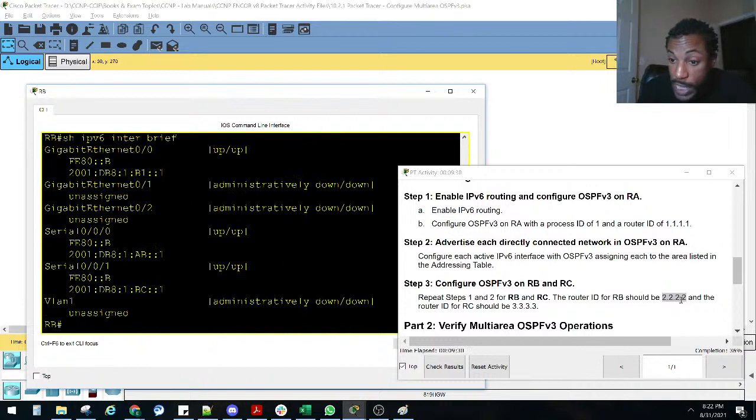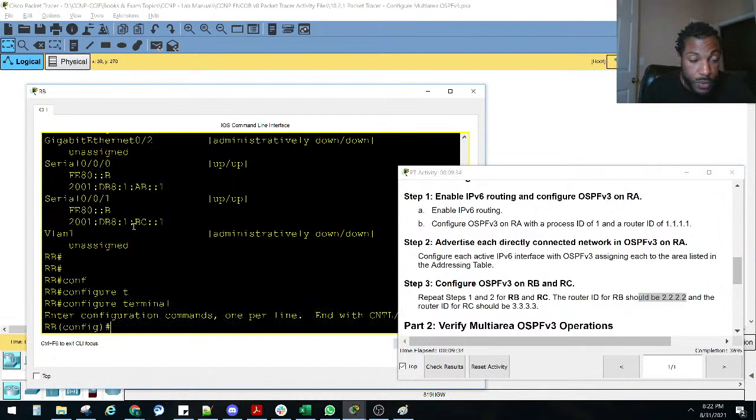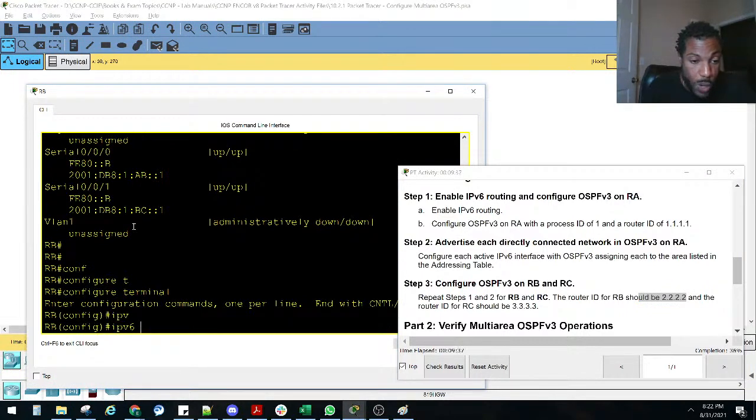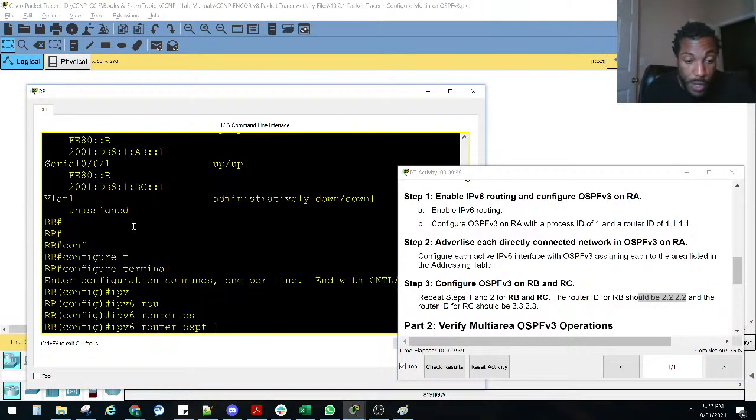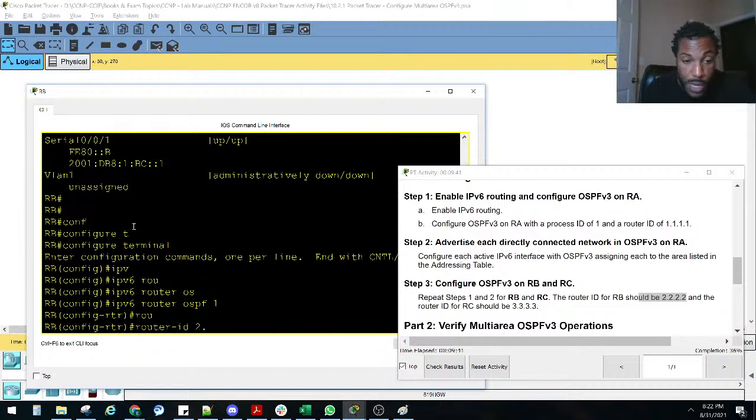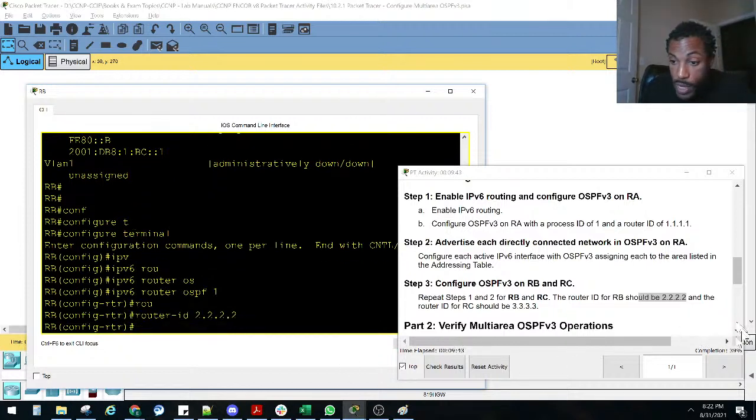So we need to do that. It needs to be 2.2.2.2. So let's go ahead and do that. Go back to global config mode, IPv6 router OSPF 1, and then give it the router ID of 2.2.2.2. Press enter. We're at 39% complete.